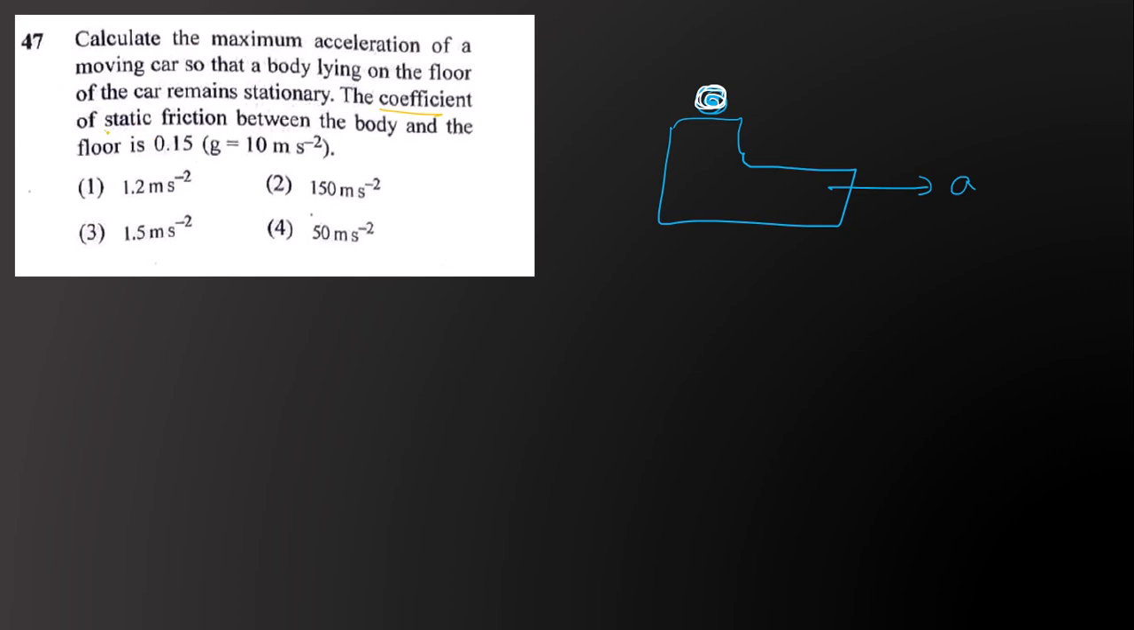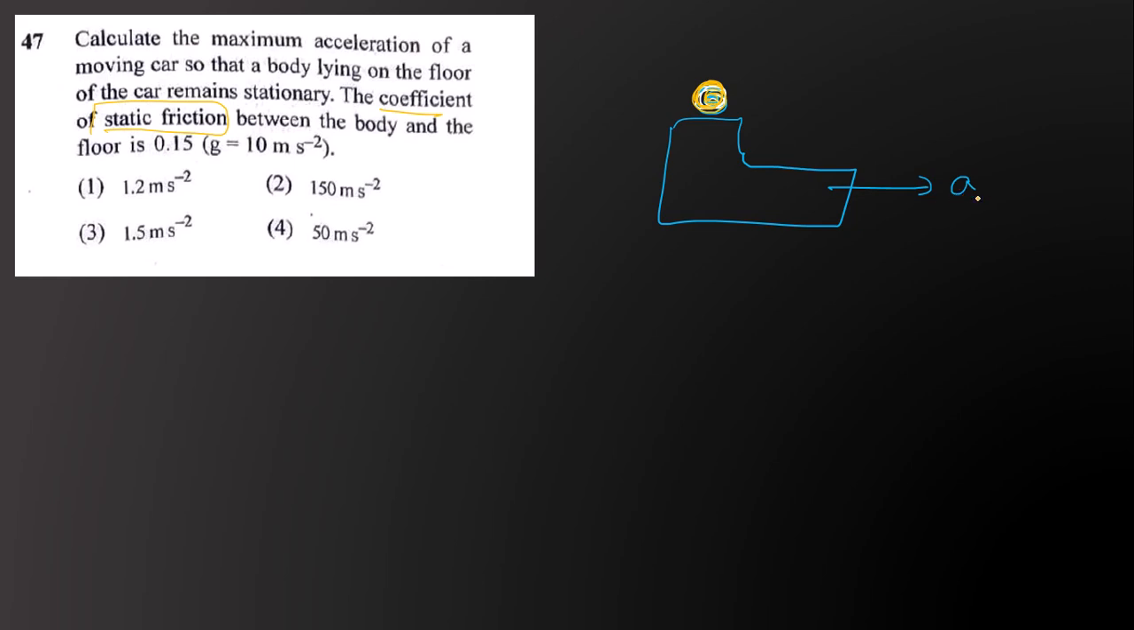So what can be the maximum possible value of the coefficient of friction, which is called the coefficient of static friction, so that the body does not move, it remains stationary? First of all, we have to calculate the acceleration of the car so that the body does not move.